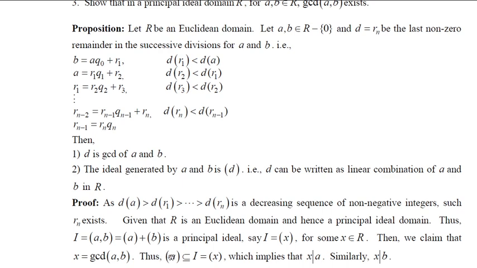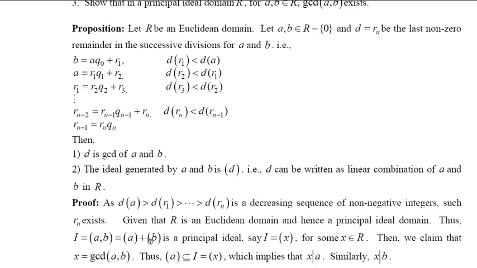Therefore, A belongs to this, and this belongs to this, but these two are equal. Therefore, A belongs to principal ideal X. But any element of principal ideal X must be of the form X into some number. So your A can be written as X into some number. But by the divisibility property, A equal to X into some number means X divides A.